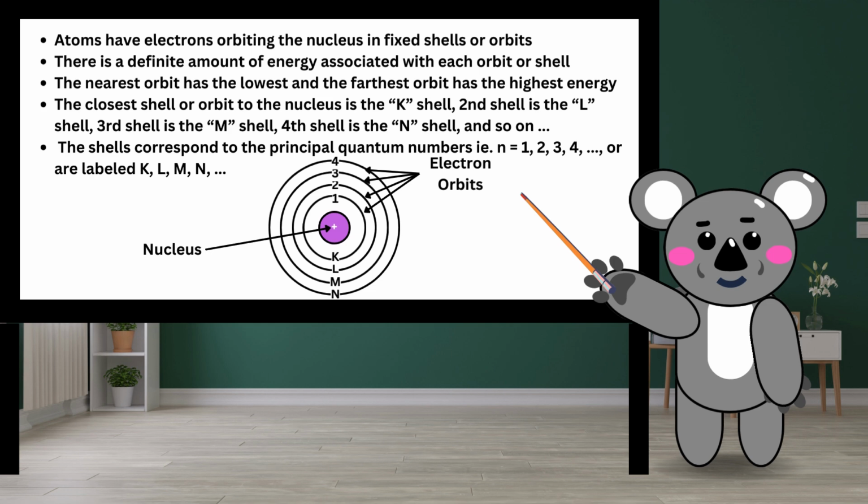Atoms have electrons orbiting the nucleus in fixed shells or orbits. There is a definite amount of energy associated with each orbit or shell. The nearest orbit has the lowest and the farthest orbit has the highest energy.